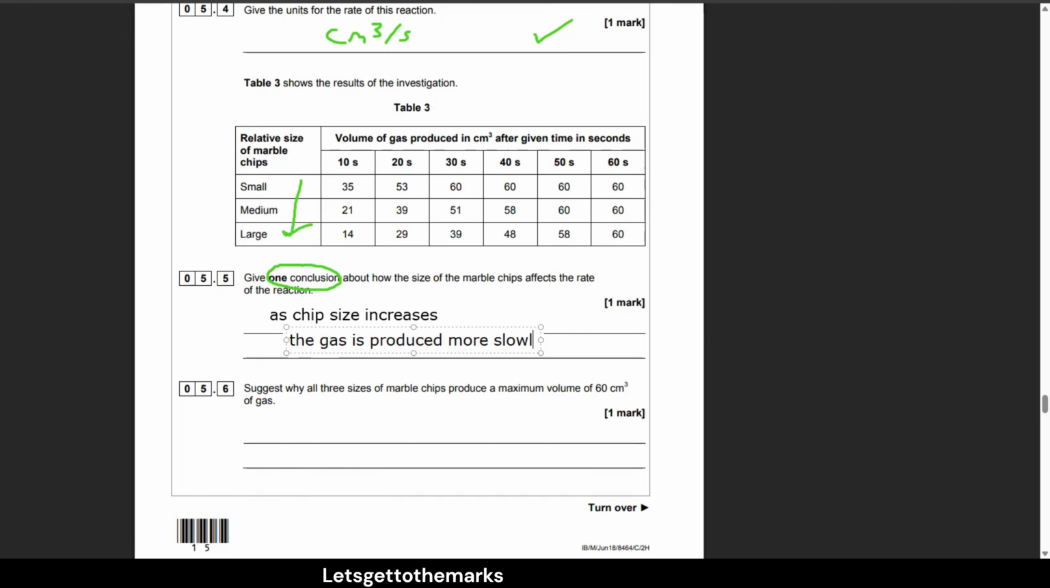Basically, it's a slower rate of reaction, okay? So you've got a slower reaction. I might just add that as well. Slower rate of reaction. So you're getting less centimeter cubed per second. Just in case, put the extra.